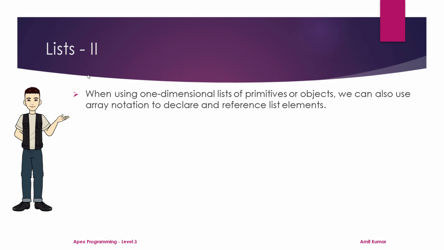This is part 2. When using one-dimensional lists of primitives or objects, we can also use array notation to declare and reference list elements. One-dimensional lists means when we don't use the nested list concept. So if we are creating a one-dimensional list or a non-nested list of primitives or any objects, we can use array notation as well. The array notation is nothing but using the square brackets to denote it.